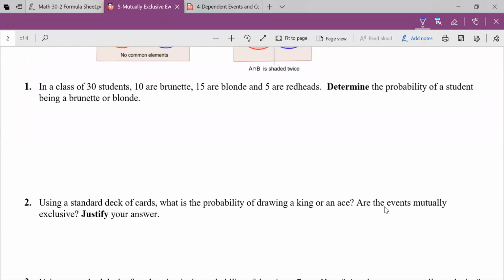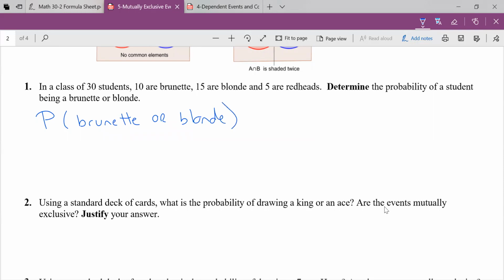In a class of 30 students, 10 are brunette, 15 are blonde, and 5 are redheads. Determine the probability of a student being a brunette or blonde. For the sake of argument, let's say that you're one or the other. You can't be both, right? Not counting fancy dye jobs. So what do we got? The probability of being a brunette or a blonde.